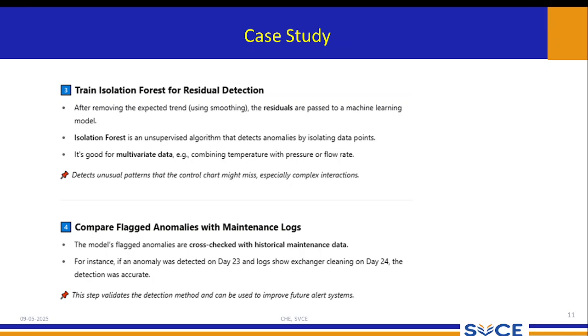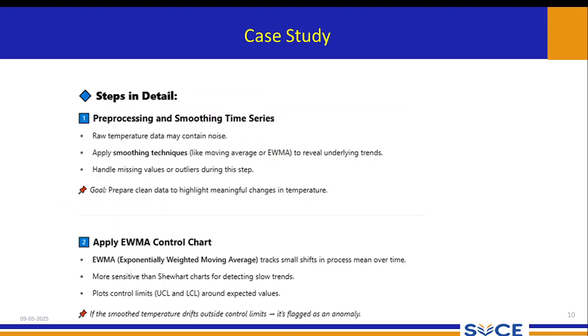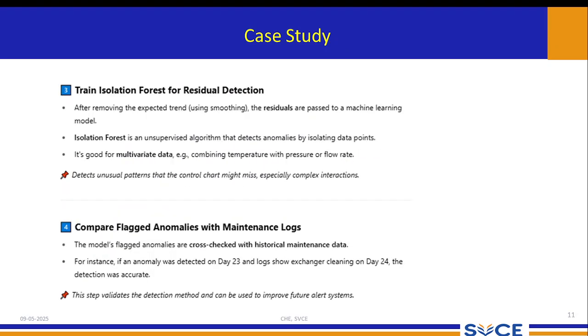And compare flagged anomalies with maintenance logs. The model-flagged anomalies are cross-checked with the historical maintenance data. So if there is any deviation above the upper control limit, UCL, or below the lower control limit, and the values are away from the recorded historical data, that will be flagged as an anomaly. The model-flagged anomalies are cross-checked with the historical maintenance data.